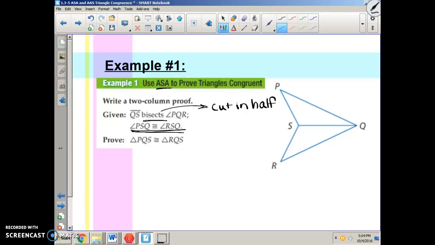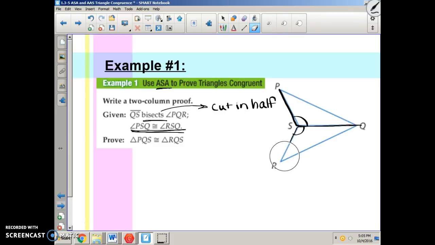Alright, so PSQ would be this angle, and RSQ would be this angle. So in our picture, it was not labeled that they were congruent. So we need to do a little work. Put that in your picture. It's important. Do it. Alright, and then we have to deal with the fact that we are bisecting something.